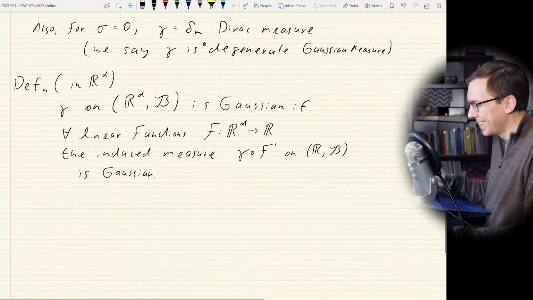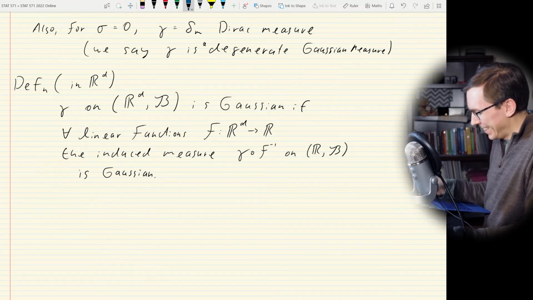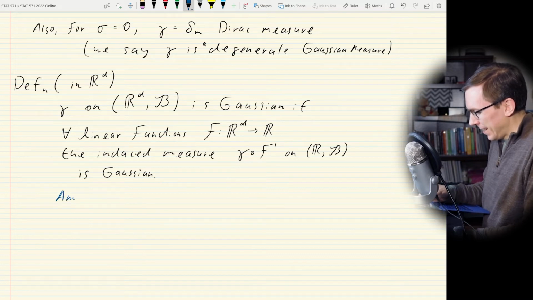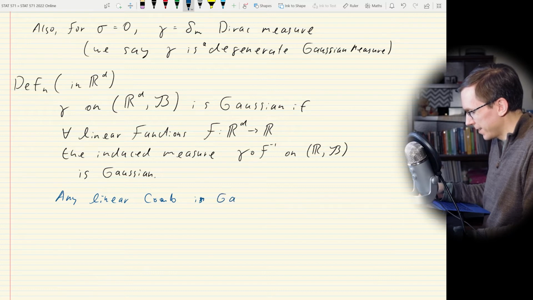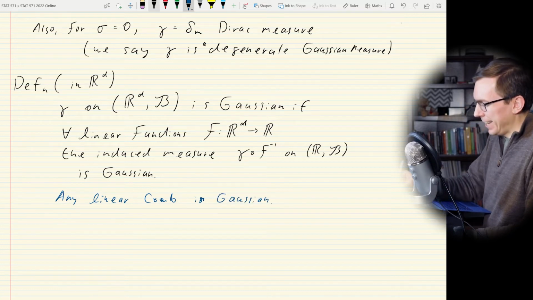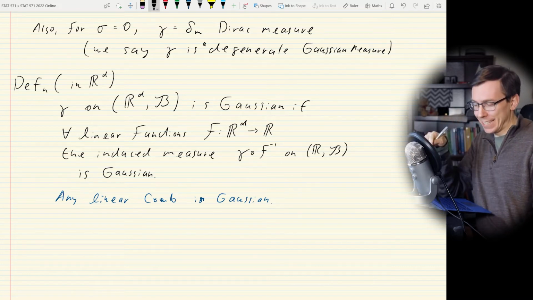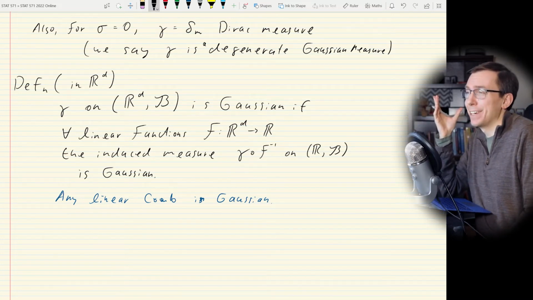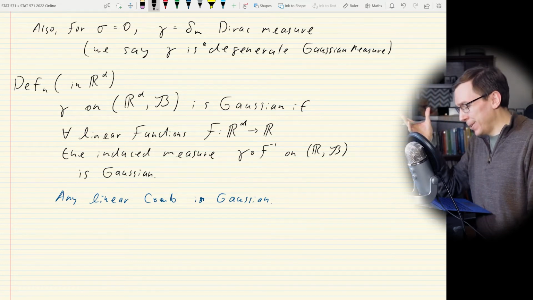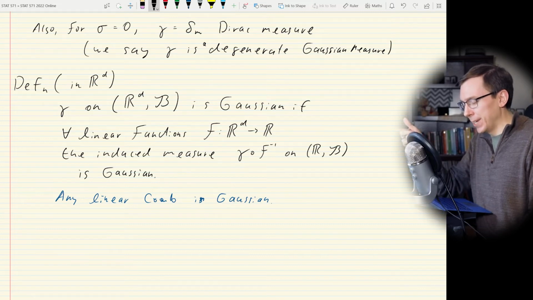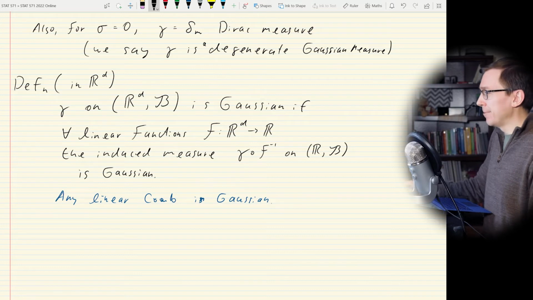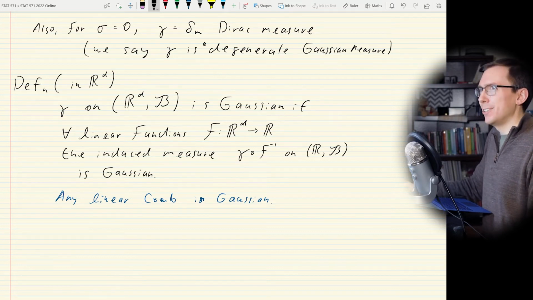This is the fancy way of basically saying, you know, any linear combination is Gaussian. So if we have, well, we haven't really talked about a Gaussian random variable, that's the next definition, but what we're really saying here is that if I have a multivariate Gaussian random variable, then any linear combination of the components is going to be univariate Gaussian. That's sort of how we get jointly Gaussian, right?